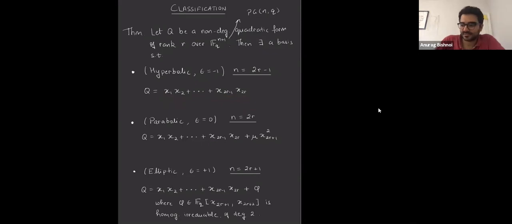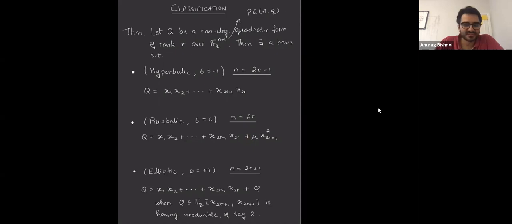The second case is when the dimension is even, so the projective dimension is even, the vector space dimension is odd. And this is known as parabolic, where again you have the same thing in the beginning, but in the last variable, you have just some constant mu and x square 2r plus 1. And I'm cheating a bit here because I'm not specifying what this constant is. So depending on whether this constant is a square or a non-square, we really have two different parabolic forms.